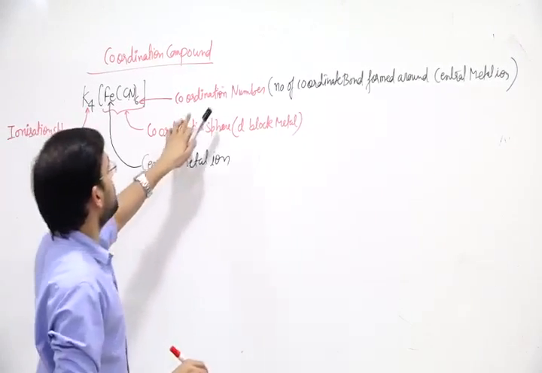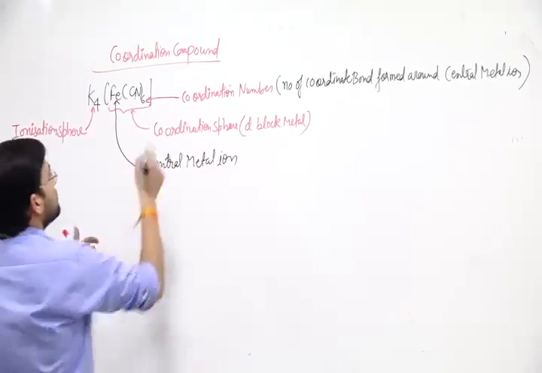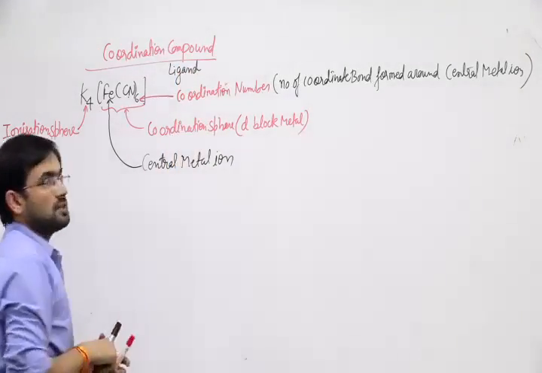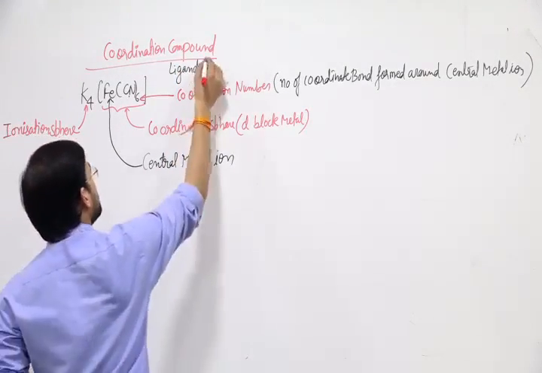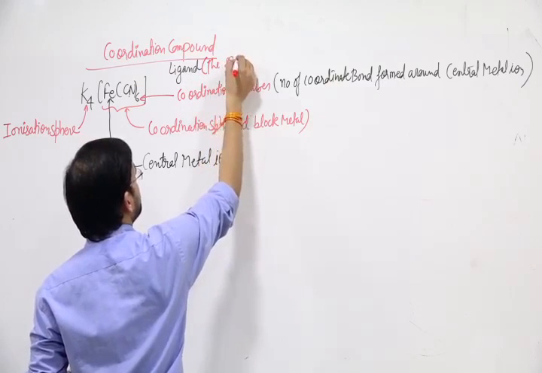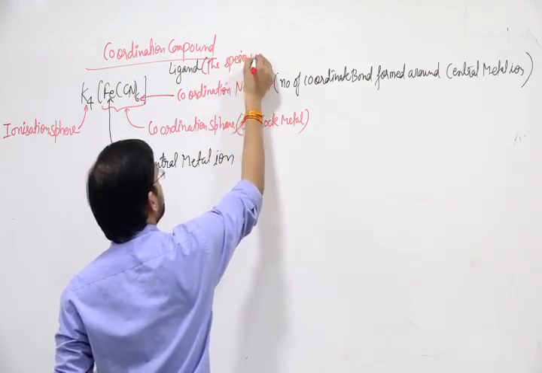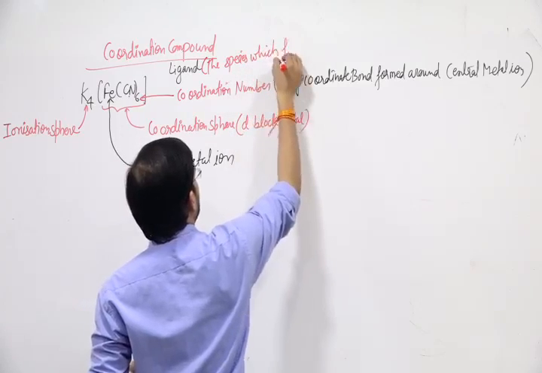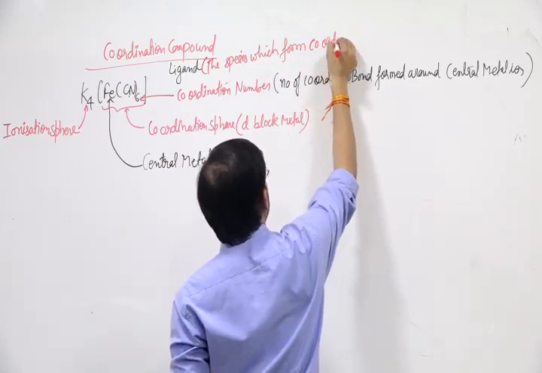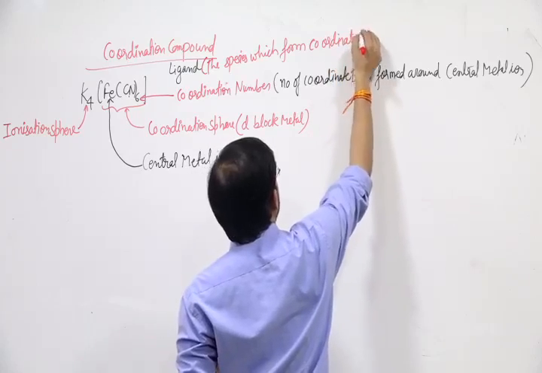The next thing is known as the ligand. What is a ligand? The species which forms a coordinate bond.